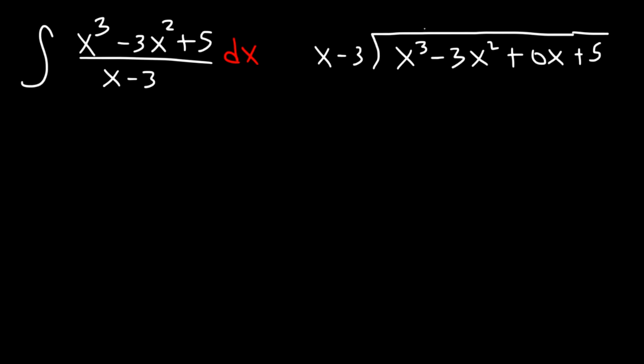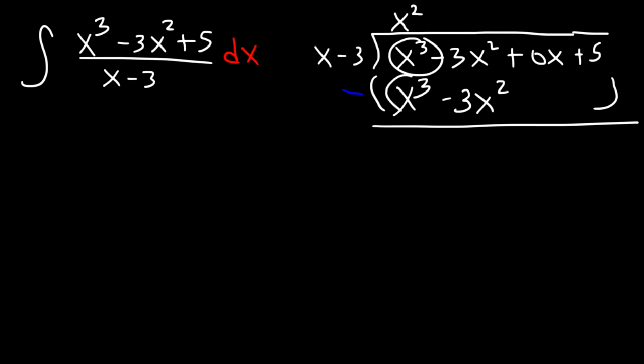X cubed divided by x is x squared. And now let's add the negative sign. And then let's multiply. X squared times x is x cubed. X squared times negative 3 is negative 3x squared. So what we have now is x cubed minus x cubed, which is 0. Negative 3x squared minus negative 3x squared, which is also 0. We can't do anything with the 0x, so all we can do is bring down the 5.